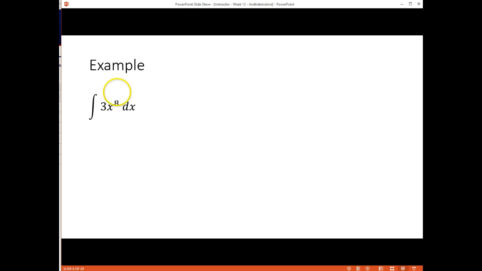Our next example, 3x to the 8th. Again, this is a power rule. However, we need to remember our rule, which says when we have a constant inside, we just bring it out. So really what we want to focus on is the integral of x to the 8th.